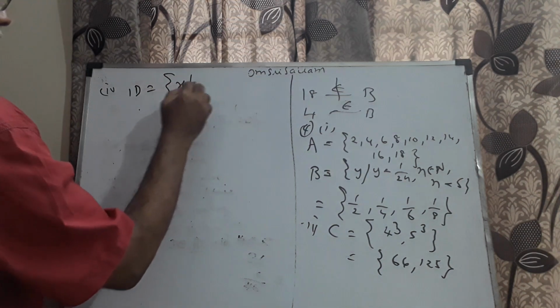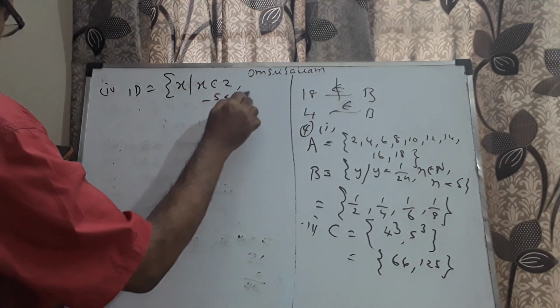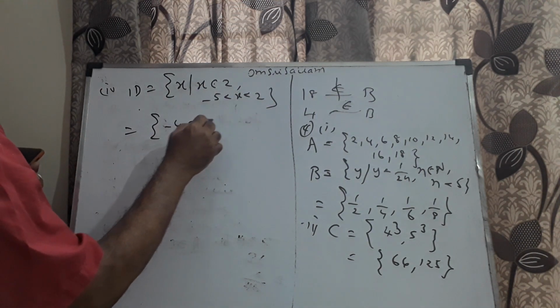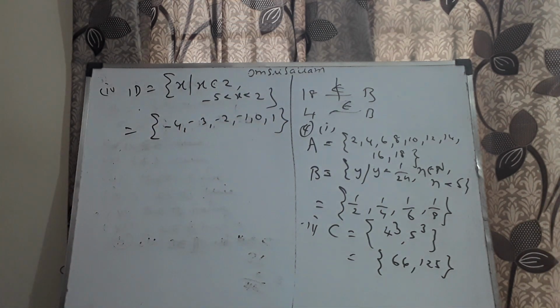D is equal to x such that x is an integer such that minus 5 less than x less than 2. How do you list the elements? Minus 4, minus 3, minus 2, minus 1, 0, 1. From minus 4 to 1 I should write. You are given only less than. If you are given less than or equal to, I'll include the end value. Otherwise, I will not include the end values.